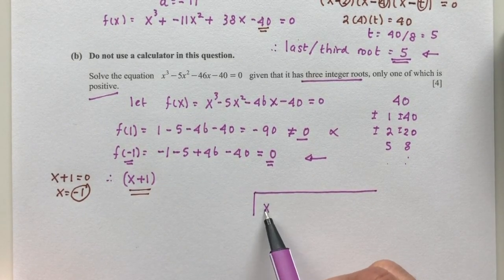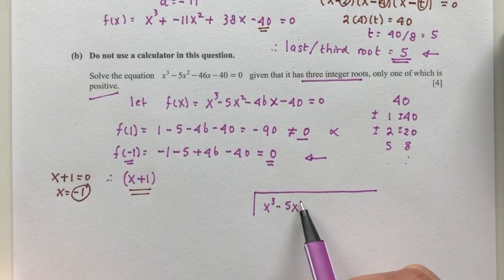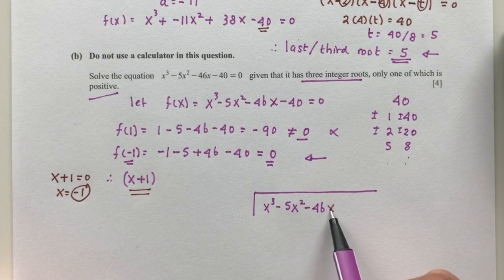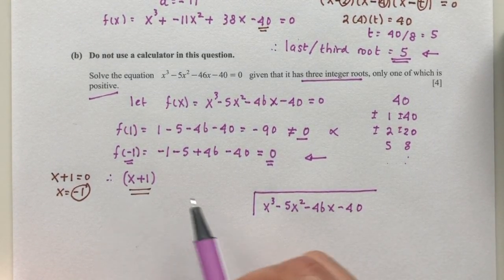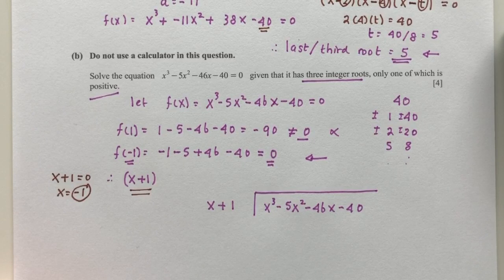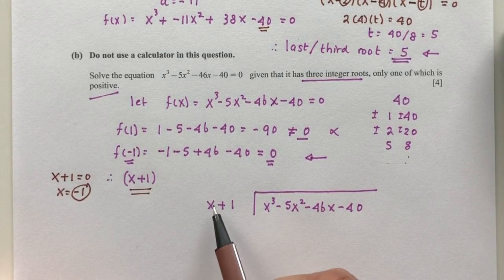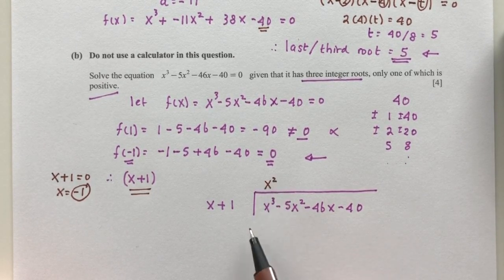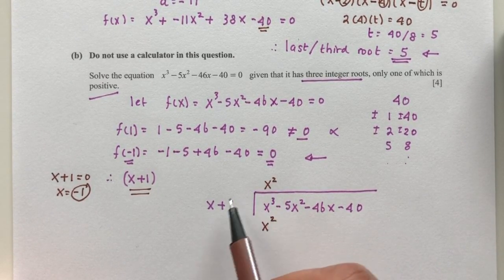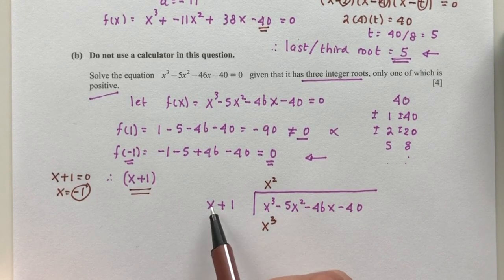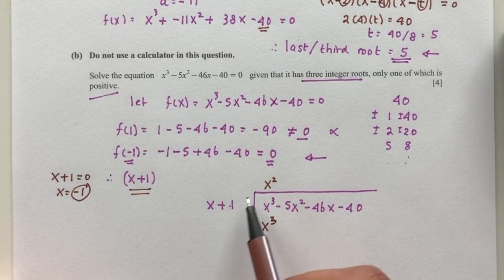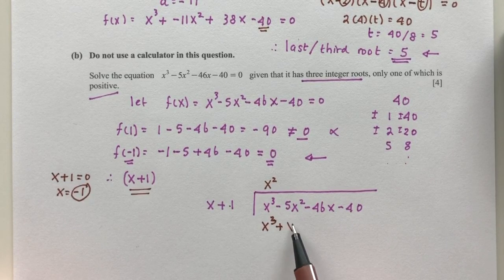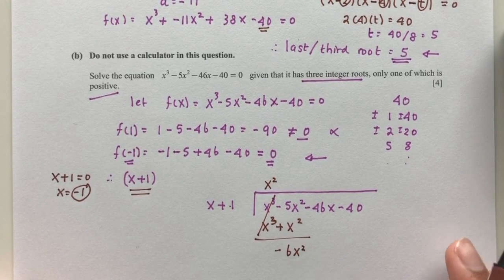So here we have x cubed minus 5x squared minus 46x minus 40, and here we have x plus 1. So the next step is, how can we make x become x cubed? We have to multiply by x squared, right? That will be x squared, and 1 times x squared, so x cubed. x times x squared will be x cubed, and 1 times x squared will be plus x squared. So this minus this will be 0, and this minus this will be minus 6x squared.